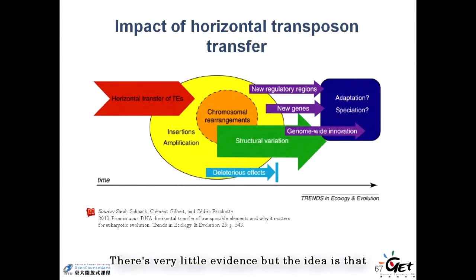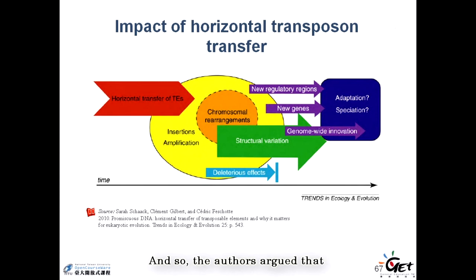But there's very little evidence. The idea is that if we have horizontal gene transfer of these transposable elements, it will probably push chromosomal rearrangement and structural variation. Because of this kind of disturbance, it will push toward new regulatory regions or new genes. So if there's no horizontal gene transfer of TEs, the transposable elements, the genome would probably be more stable and would not have as much chance to gain new genes.